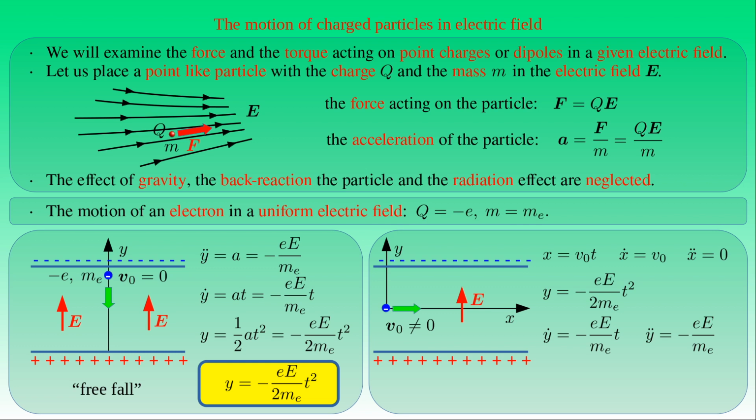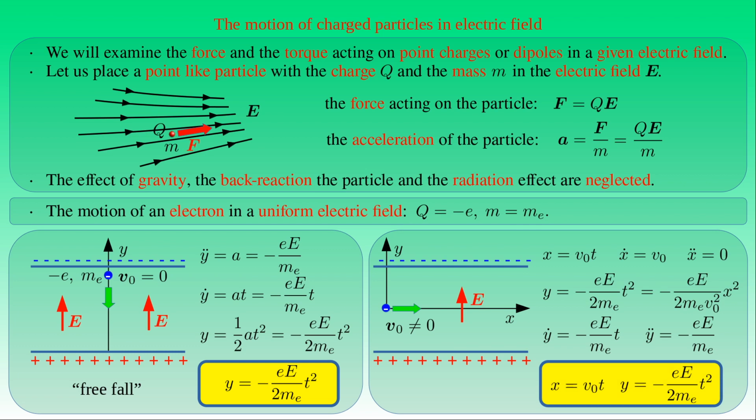If we eliminate the time t from these two equations, we can express the y-coordinate of the moving electron as minus small e times capital E over 2 times me times v0 squared, times x squared, which is the equation of a parabola. Therefore, the components of the equations of motion in the directions parallel with and perpendicular to the electric field line show that an electron has a horizontal projectile motion, and propagates along a parabola with a horizontal axis in a uniform electric field, provided it has a non-zero initial velocity.